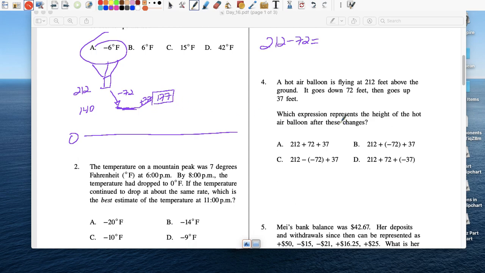Oh, which expression? I'm sorry, so I'm doing all this. So it's 212 minus 72 plus 37. Anything that looks like that? Well, this is not it because it says plus 72, right? Plus 72 would mean that the balloon went up 72, so A is gone. B, 212 minus 72, yes, that means it went down, and then plus positive 37, which means it went up. So we don't even have to look at the other ones. Correct answer is B.